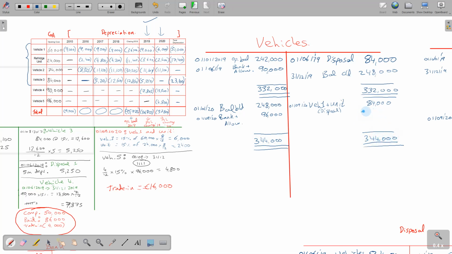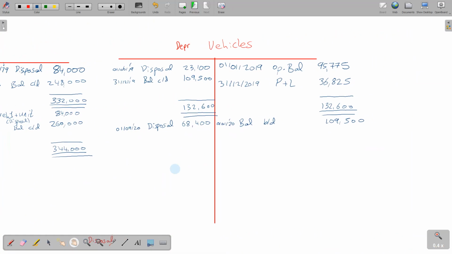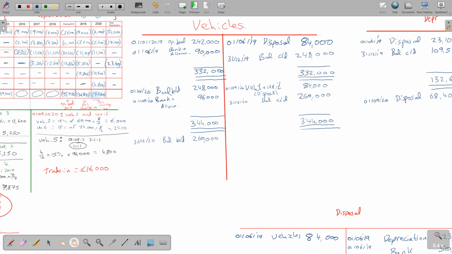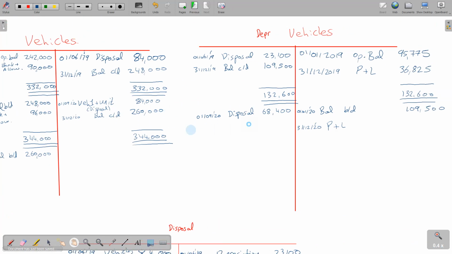So that is 260 here, which is balance called down, again the end of the year. 260. Balance brought down, perfect, that's all good. We have to send our P&L on the end of the year. So what's the P&L charge? So 37,800, 37,800.